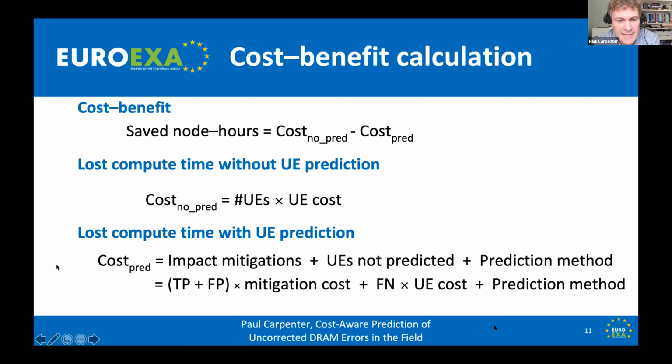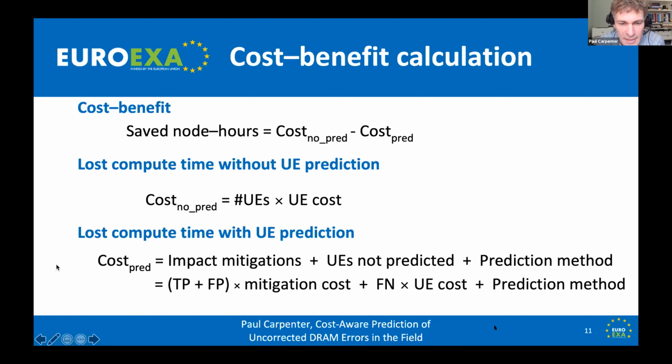In the paper, of course, we quoted these metrics, and I'll show some in a moment, but what we really advocate, if you're going to do a study like this, is that you talk in terms of what's important, which is, in our case, the node hours that are lost or would have been lost because of a UE. These equations are not that complicated really, but it's the difference between what the cost would have been without the prediction minus the cost with.